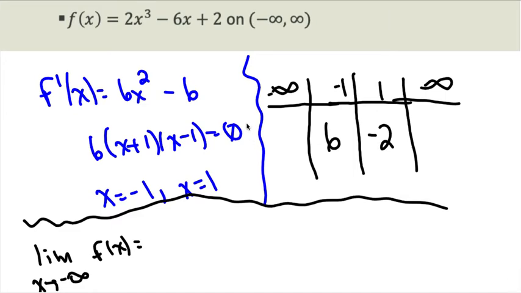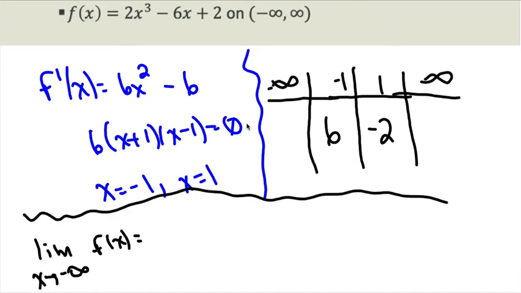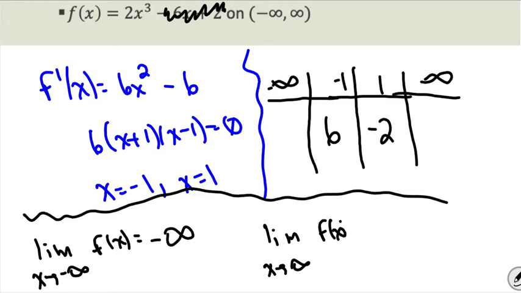Okay, so we need to look at what happens when we plug in negative infinity and what happens when we plug in positive infinity. So if I plug a negative infinity in here, again, we're just looking at the highest power, so we can kind of ignore the rest of this. If I plug a really big negative number in here, what do we get? We get negative infinity. If I look at the limit as x approaches positive infinity of this function, what do I get? Again, I'm only looking at the highest power. Well, that gives me a positive infinity.